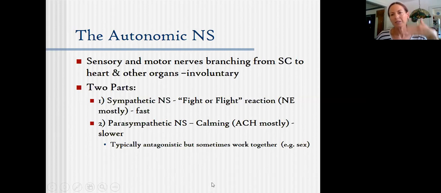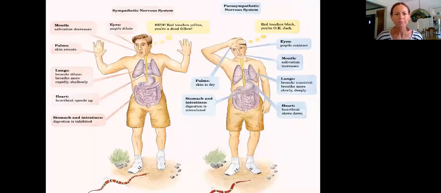Now, both of these tend to work antagonistically. So you're not calm at the same time that you're stressed, but every once in a while they work together. For example, in the male sexual response, it's important for men to remain calm or be relaxed enough in order to get an erection, but then you've got to be excited enough in order to ejaculate. So you do see them sometimes working together, but typically they tend to be antagonistic, meaning if one is high, the other one is low.